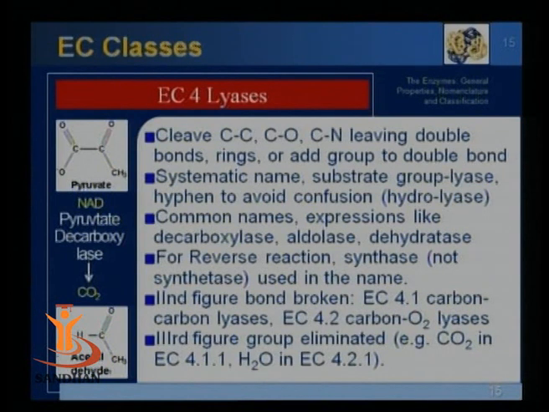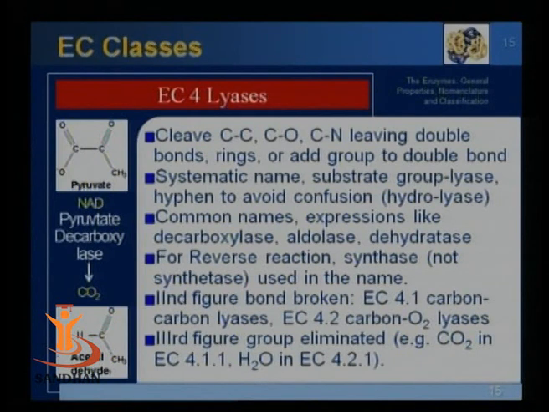Now a hyphen is always needed to separate the term group and lyase, so it is better to say hydro-lyase rather than hydrolase, because otherwise confusion would arise and this could be avoided. So therefore IUPAC has recommended that a dash must be inserted between the group and the standard ending term, lyase. Common names for lyase type of enzymes are very simple. You can say decarboxylase or aldolase or dehydratase, etc.